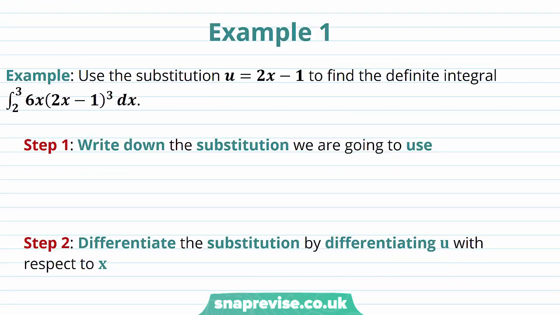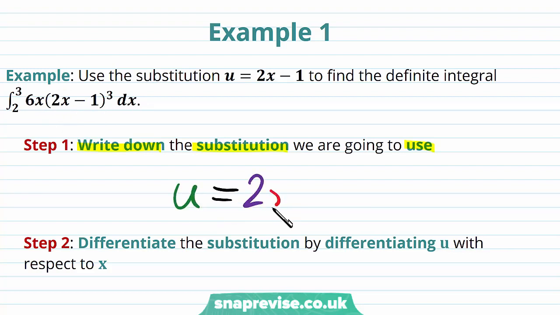Let's take a look at some examples. Our first example asked us to use the substitution u is equal to 2x minus 1 to find the definite integral, the integral between 2 and 3 of 6x multiplied by 2x minus 1 all cubed. Our first step is to write down the substitution we're going to use. By looking at the composite function involved, 2x minus 1 to the power of 3, it is a sensible choice to use u is equal to 2x minus 1.